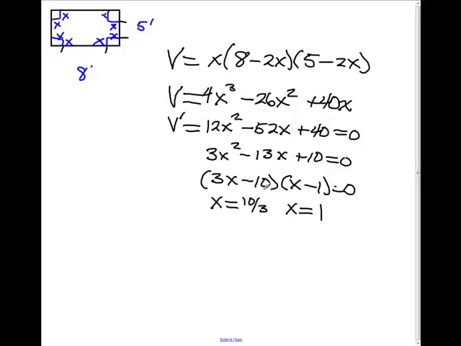Now if you took this 10/3 and plugged it back up, say here, you'll actually get a negative number, which we know is not possible as far as dimensions go. So we just simply reject this one. And this will be the basis of our dimension.